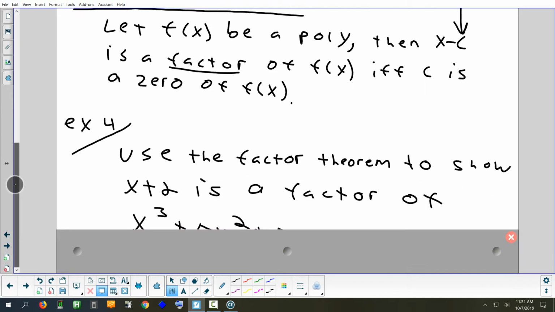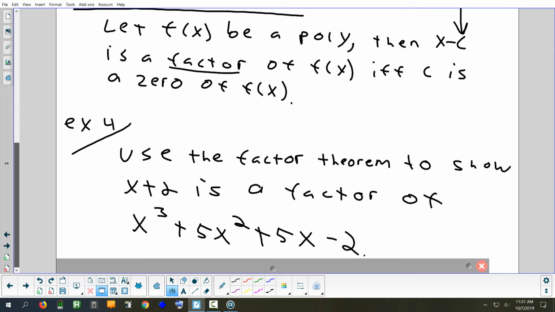Okay, so let's use the factor theorem to show x plus 2 is a factor of x cubed plus 5x squared plus 5x minus 2. To show something is a factor, all we need to really show is what? That when you do the division, you get a remainder of 0. Do we actually have to do the division to prove the remainder is 0? No, we can use the remainder theorem. And when you use the remainder theorem and get 0, it's called the factor theorem. It's basically the same thing.